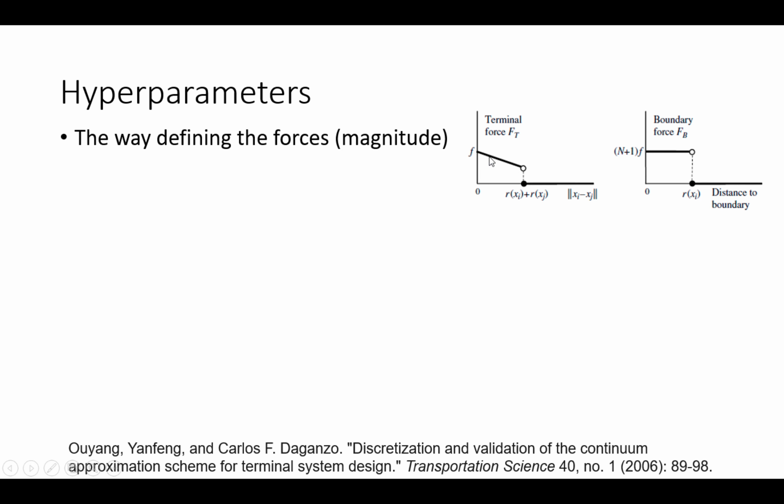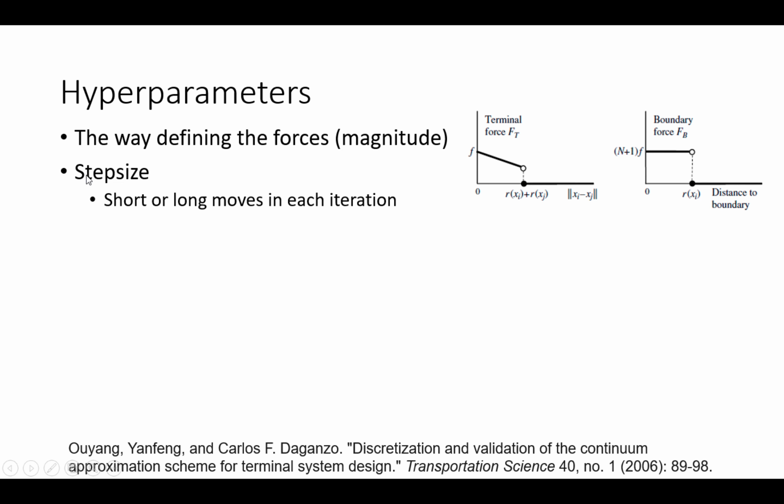We define the terminal force like this. If two circles are close enough, we define a large force. If they are distant from each other, the force is smaller. If they are distant enough such that their radii don't overlap, then I don't apply any force on both of them. Similarly, I can define a boundary force in some pattern. If my circle does not touch the boundary, then I apply no force. Otherwise, there is a positive force in the right direction, which is perpendicular to the boundary.